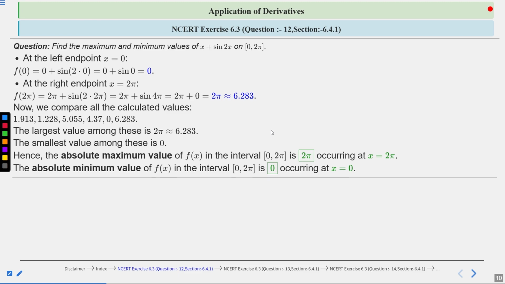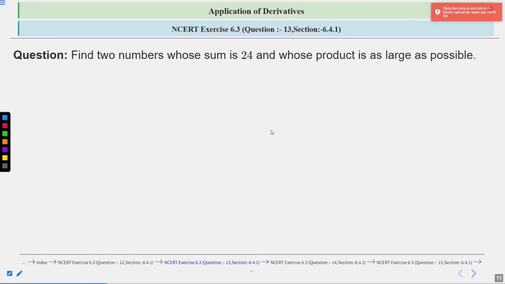Let us move to the next question. The next question is NCERT exercise 6.3, question number 13. It says, find two numbers whose sum is 24 and whose product is as large as possible.